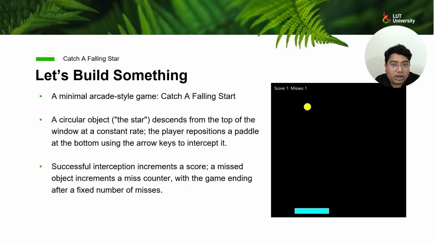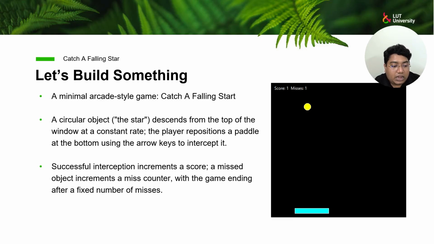The goal is very simple. A star falls from the top of the window. The player controls a paddle using the left and right arrow keys. If the paddle catches the star, the score increases. If the star reaches the bottom without being caught, it's counted as a miss. After 3 misses, the game ends.